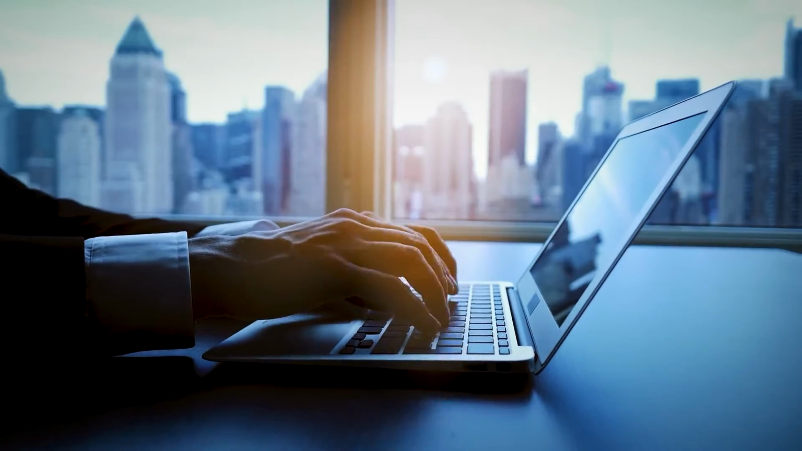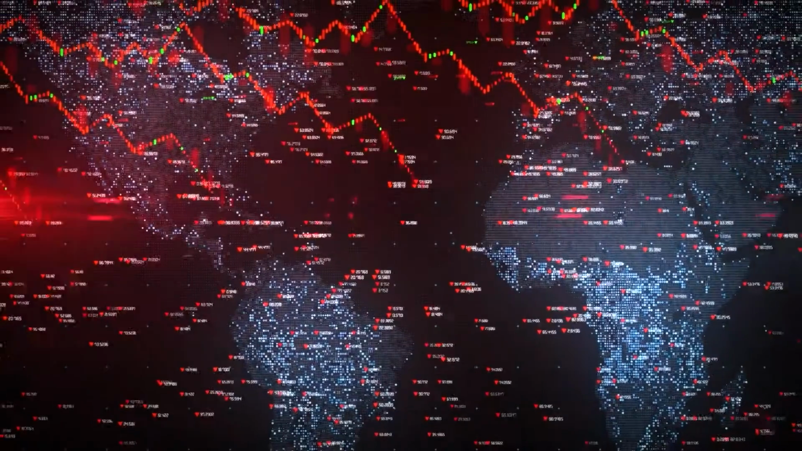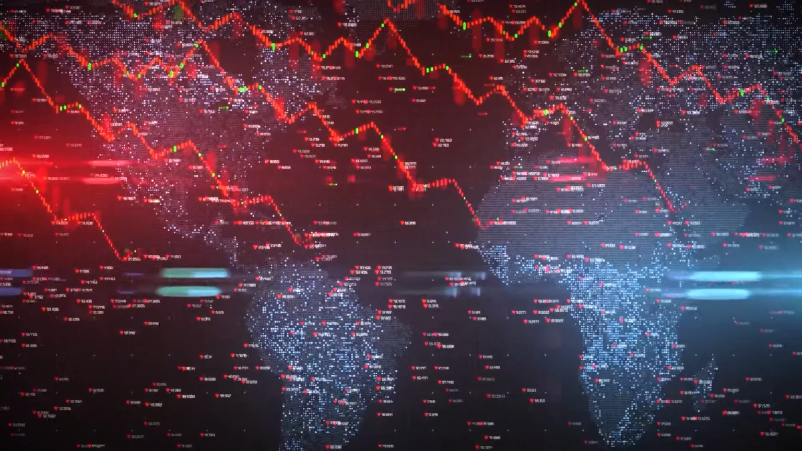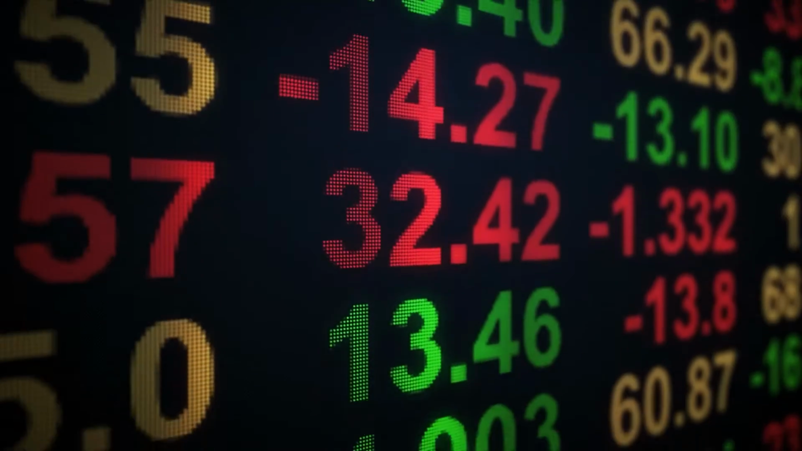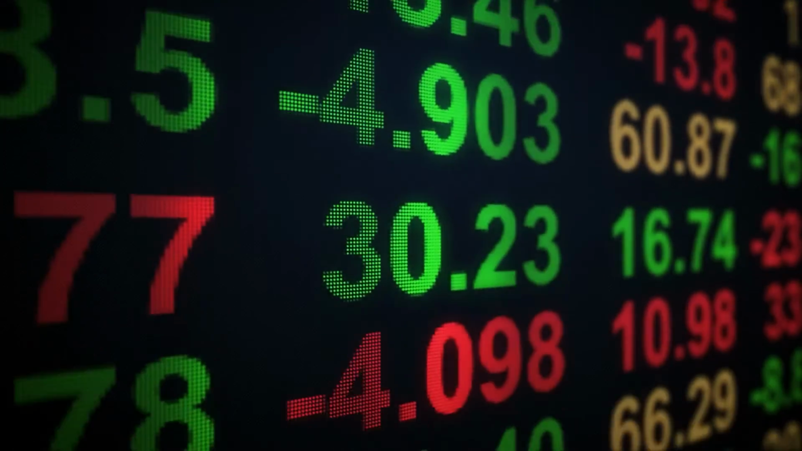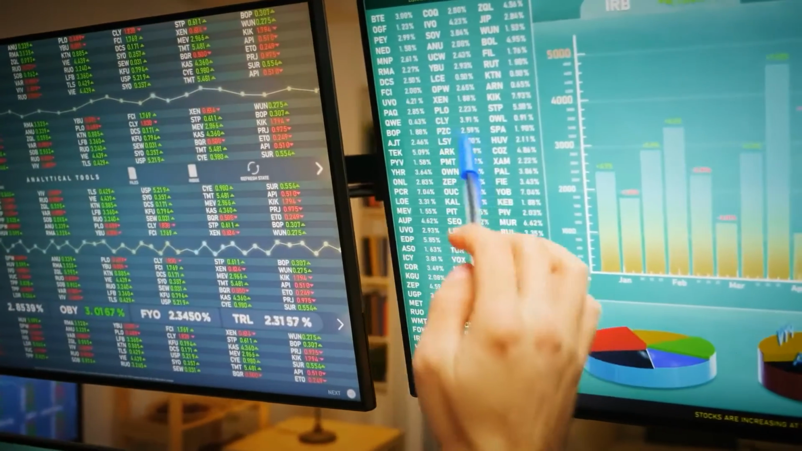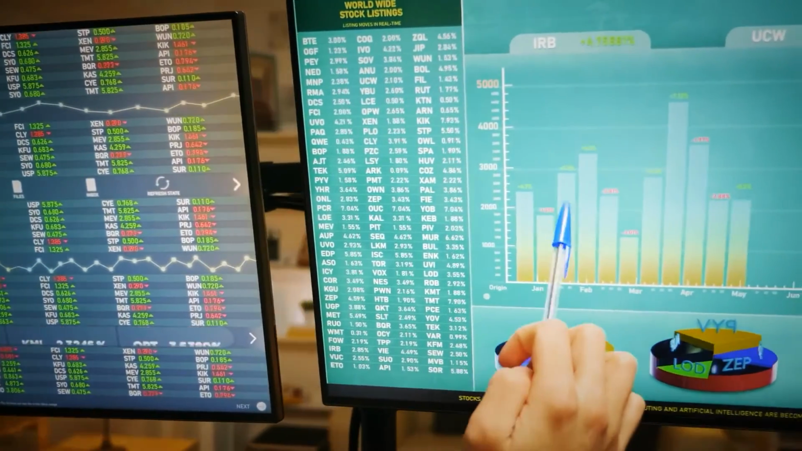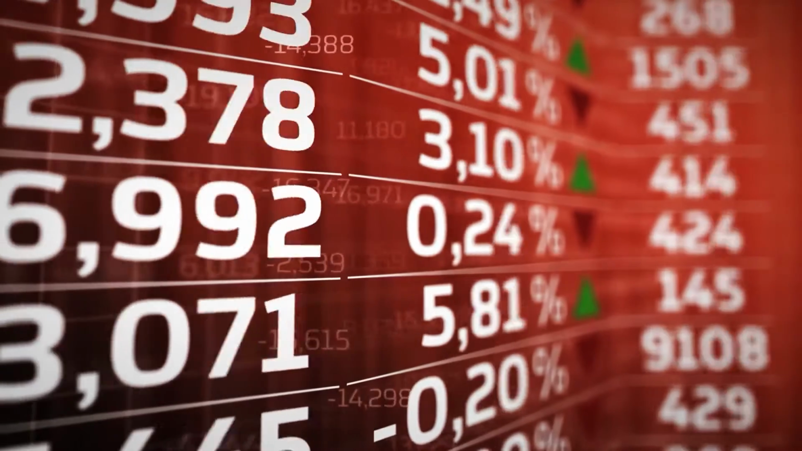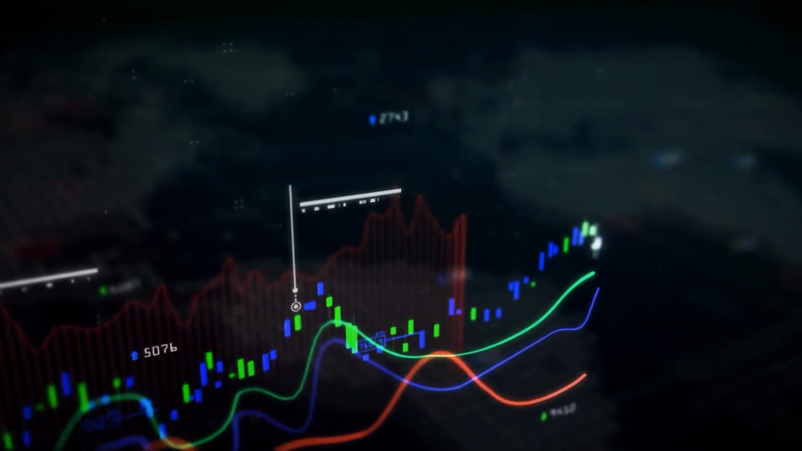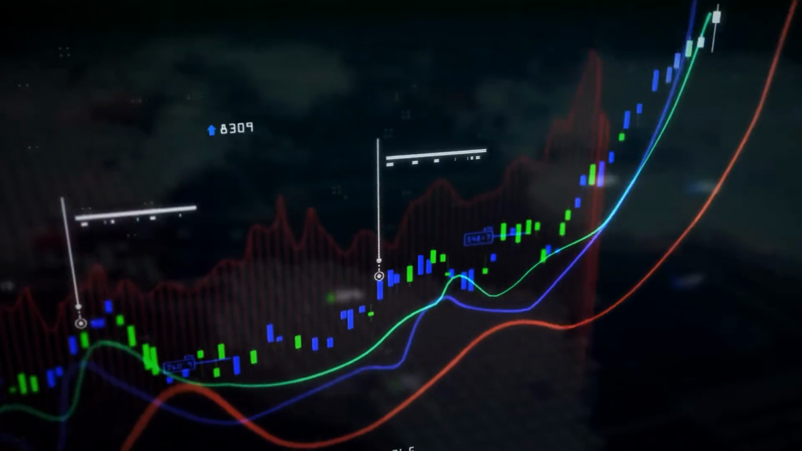Bollinger Bands are defined by a set of trend lines plotted two standard deviations above and below a simple moving average of the price. The narrower the bands, meaning the closer the two bands are to each other, the lower the volatility of an asset. The further away the two bands, the higher the volatility.